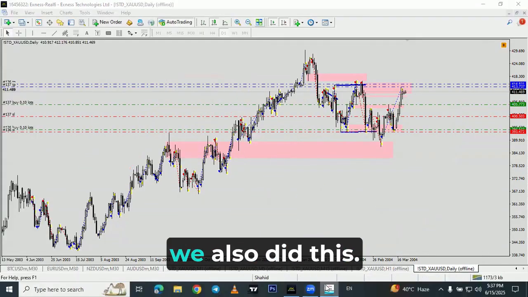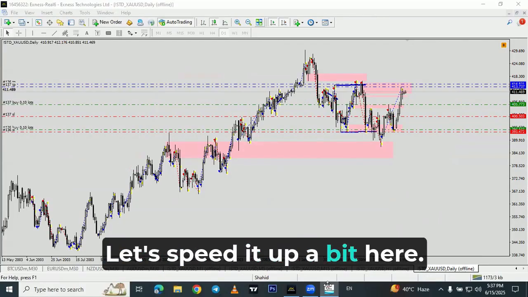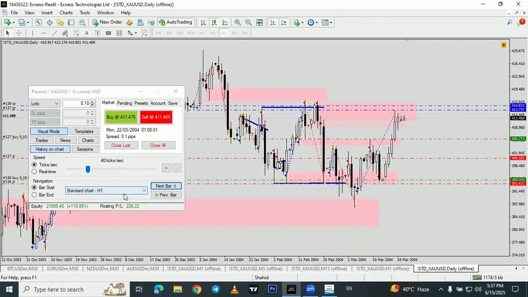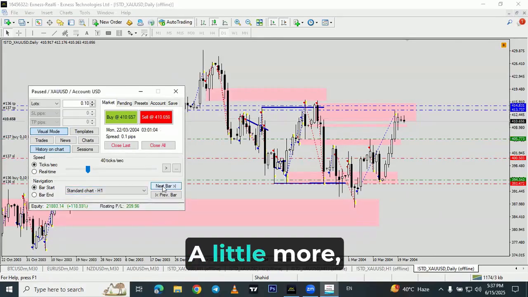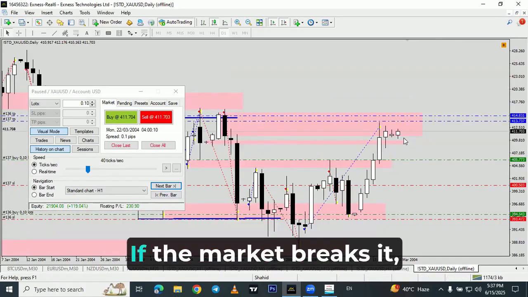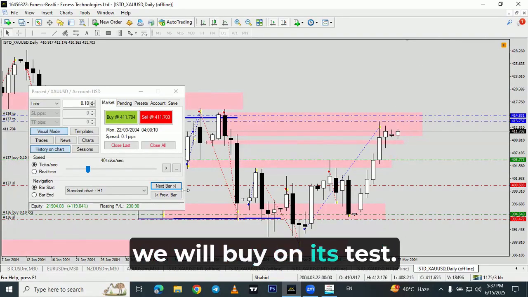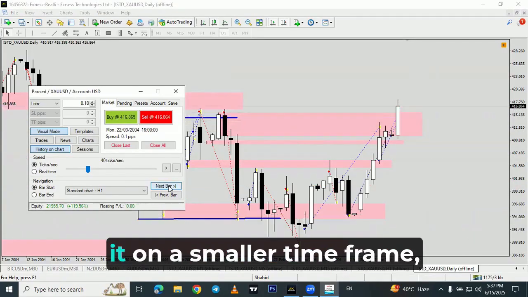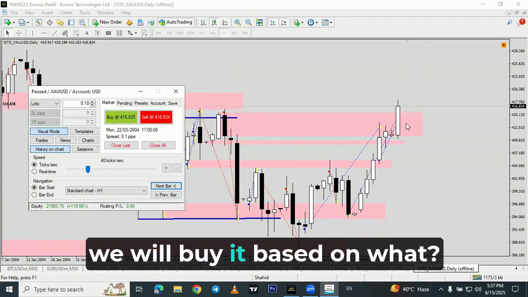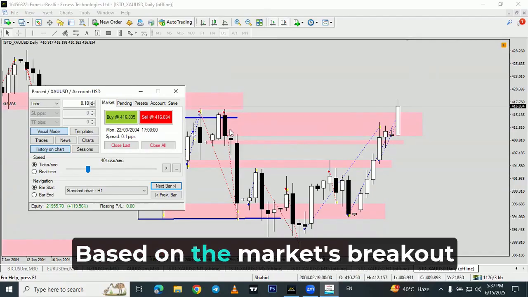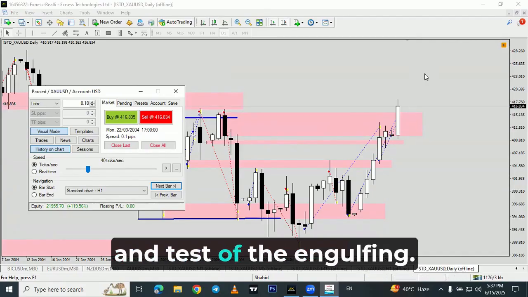In the previous class, we also did this. Let's speed it up a bit here. A little more. Now our zone is reached. If the market breaks it, we will buy on its test. Let's start now. See, the market broke it. When the market comes to retest it on a smaller time frame, we will buy it based on the market's breakout and test of the engulfing.